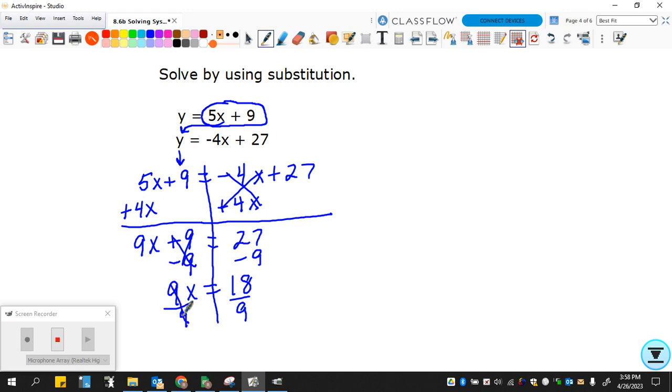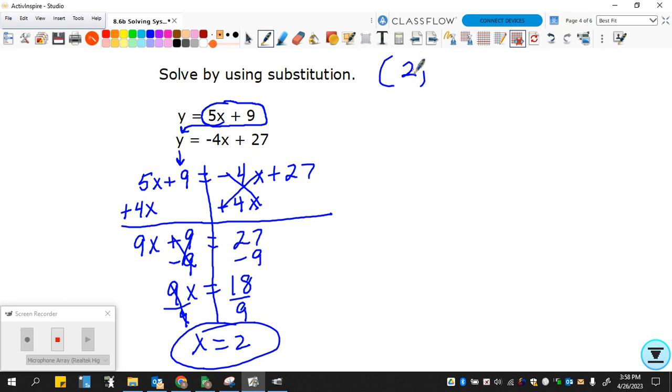Cancels out. 9 over 9 is 1. 1 times x is x. X is equal to 2. Okay? So we know that our x value is 2. We don't know what our y value is, but we do know that y is equal to either 5x plus 9 or y is equal to negative 4 times x plus 27.